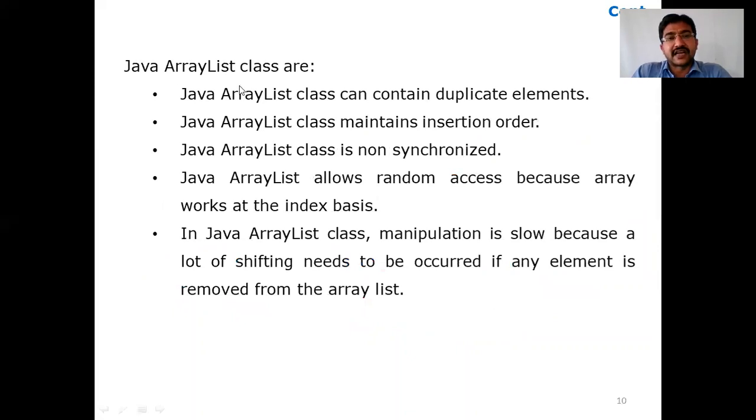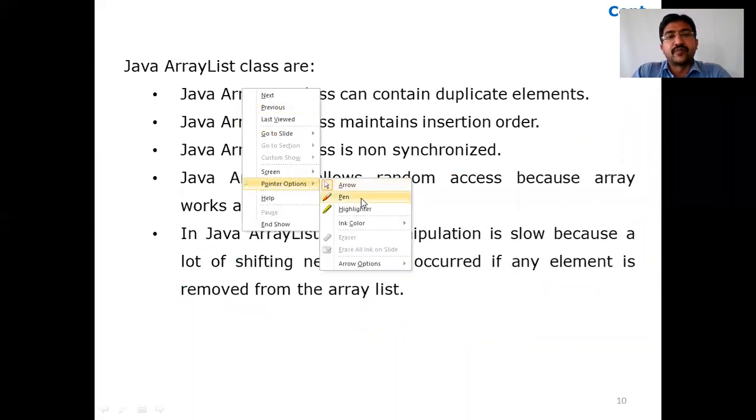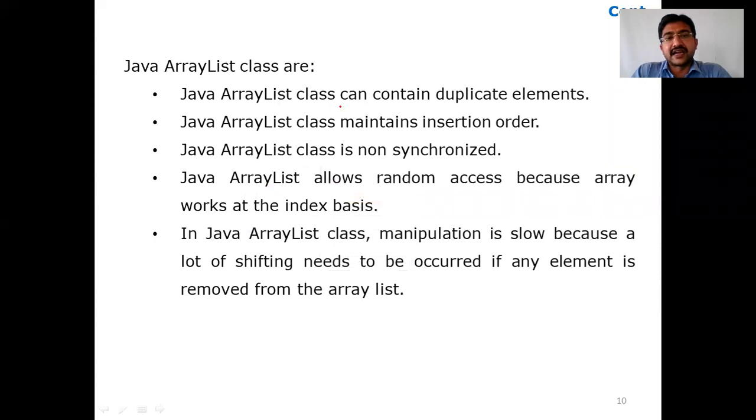Now, let me see some of the uses. The Java ArrayList class can contain duplicate elements. It does not have to be unique. It can have 1, 3, 1, 1, 1, 2, 3, 3, like this. We can have such elements in the ArrayList. The Java ArrayList class maintains insertion order. The ArrayList class is non-synchronized, meaning we can access randomly.